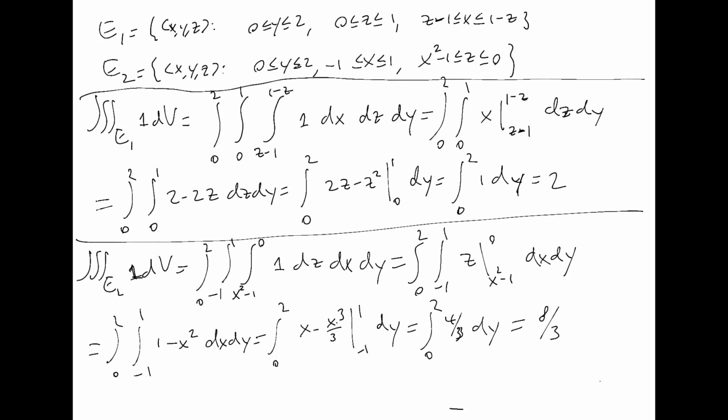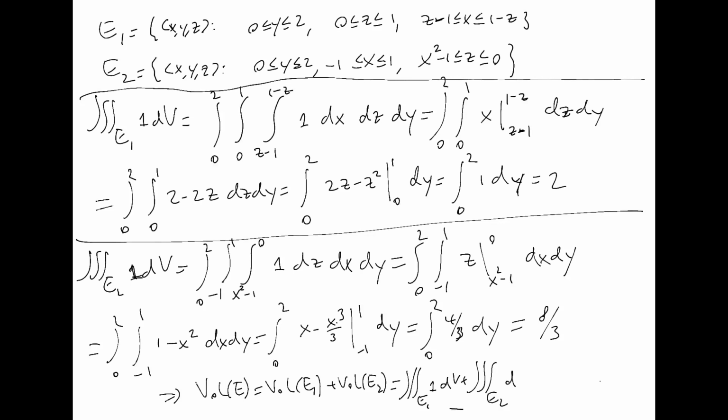So those are the two integrals. Remember now the final computation is the volume of E is equal to the volume of E1 plus the volume of E2, which is the triple integral over E1 plus the triple integral over E2, which is 2 plus 8 over 3, which is 14 over 3.